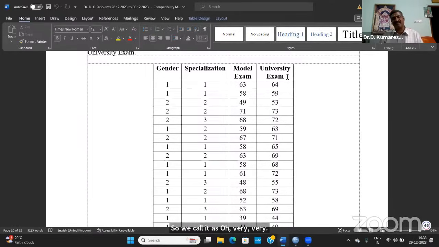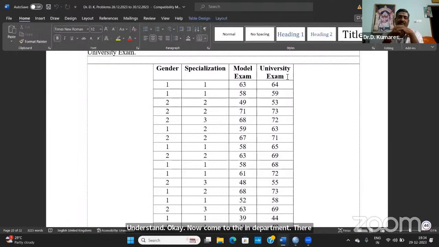That's all. See the difference between MANOVA and ANCOVA. So correlation is considered. One-way ANOVA is considered. Two-way ANOVA is considered. MANOVA is considered. All these four tests are combined in a single test called ANCOVA. Understand? Okay.